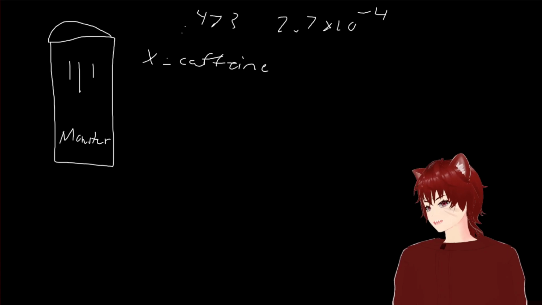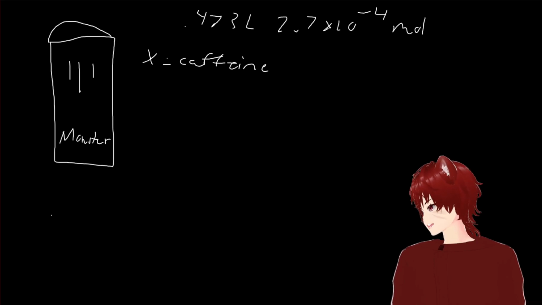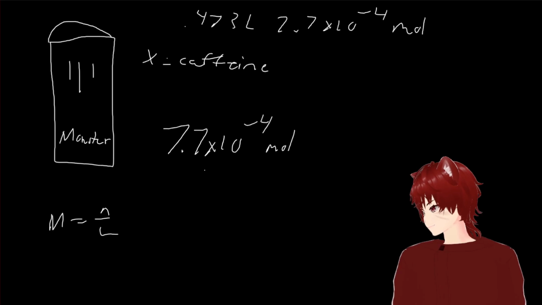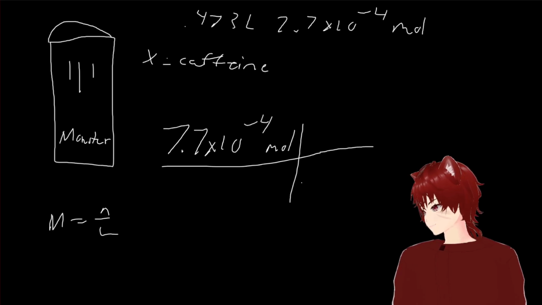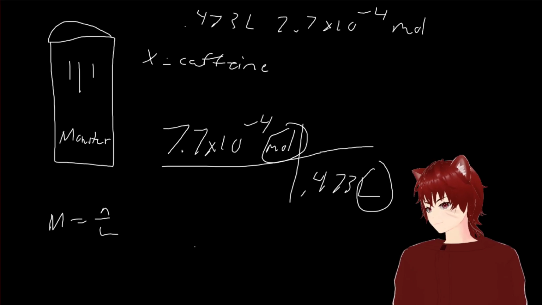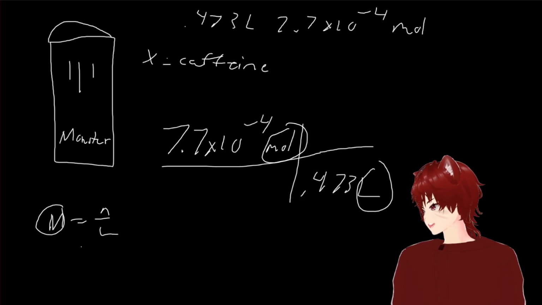So since this can is 0.473 liters and 7.7 times 10 to the negative fourth moles, we can do our molarity calculation with our number of moles in liters. So 7.7 times 10 to the negative fourth moles, all that divided by 0.473 liters. We have our moles variable and this L. So these two together become the big M, and we are left with 1.6 times 10 to the negative third molar, big M.